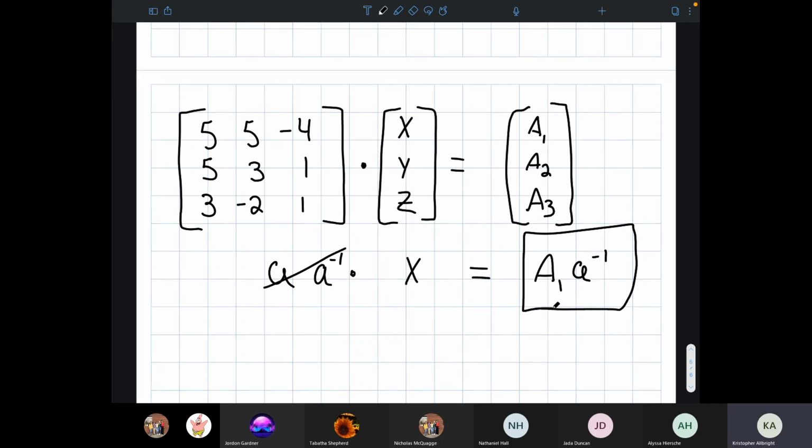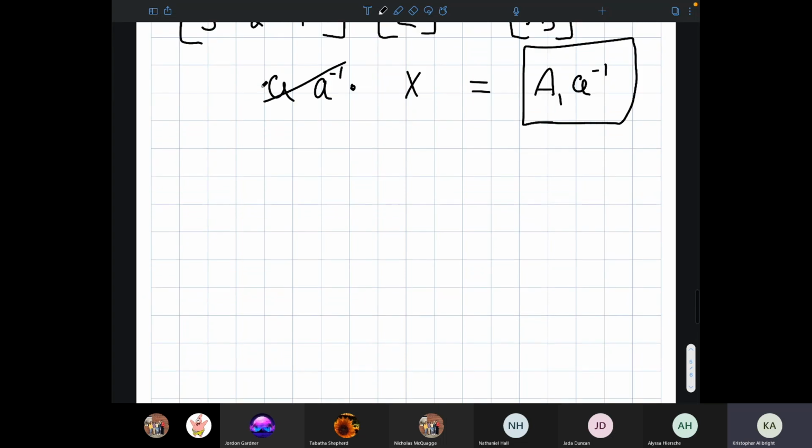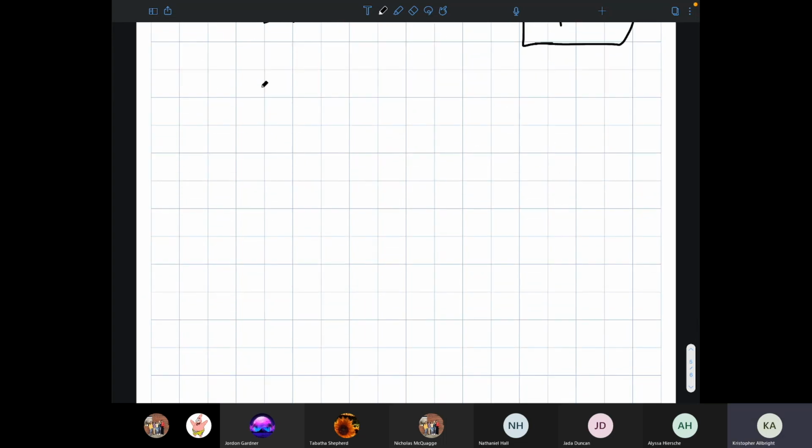So if we do that, the first thing we need to do is figure out if this is invertible. And then we need to figure out how to do the inverse of it. So let's figure out if it is invertible. Let me do some Googling real quick.